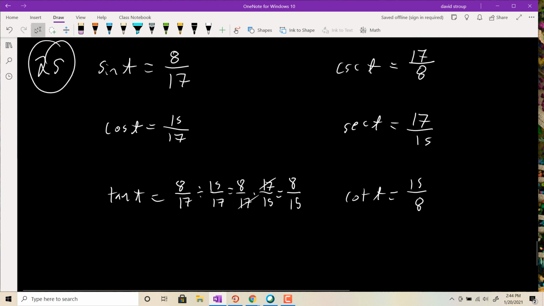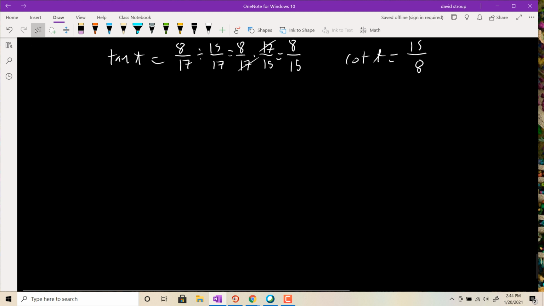Okay. So there's one set of fundamental identities. The next identities are called the Pythagorean identities. Okay. And these are related to that equation of a circle that we first saw.